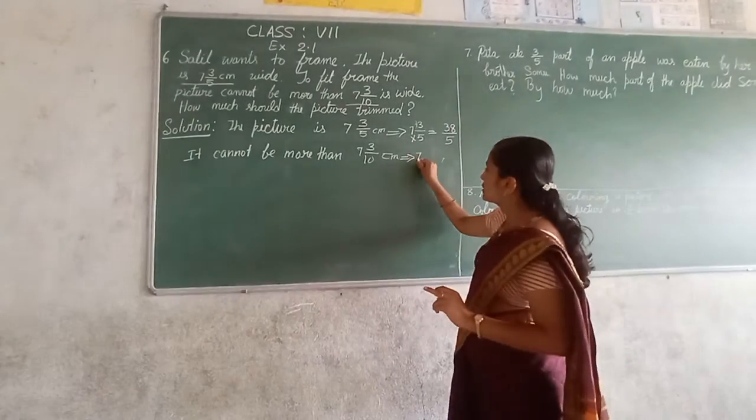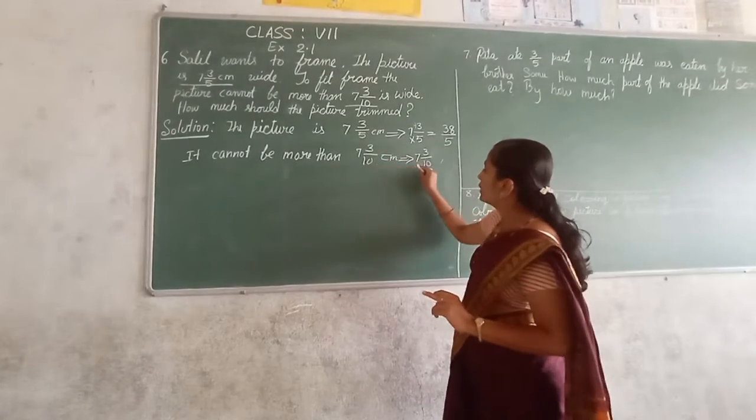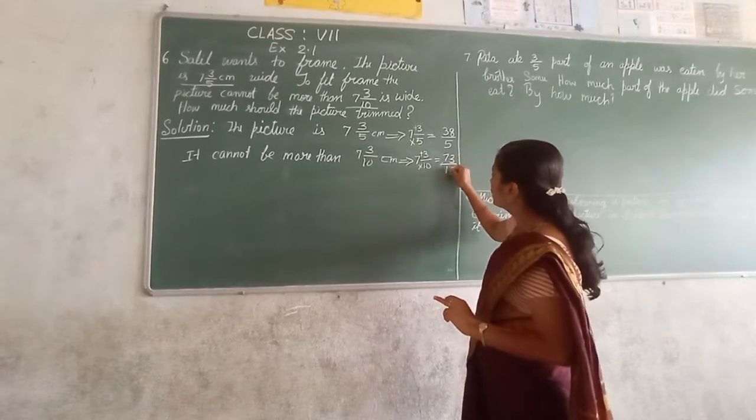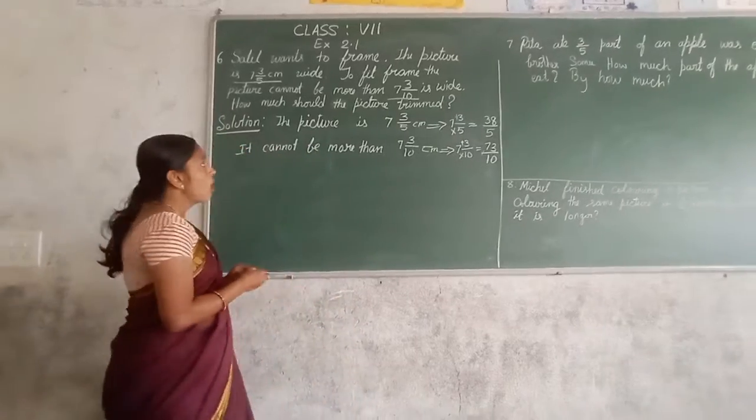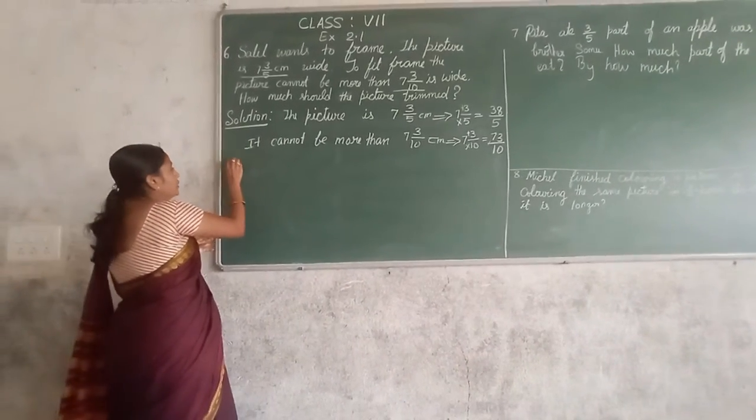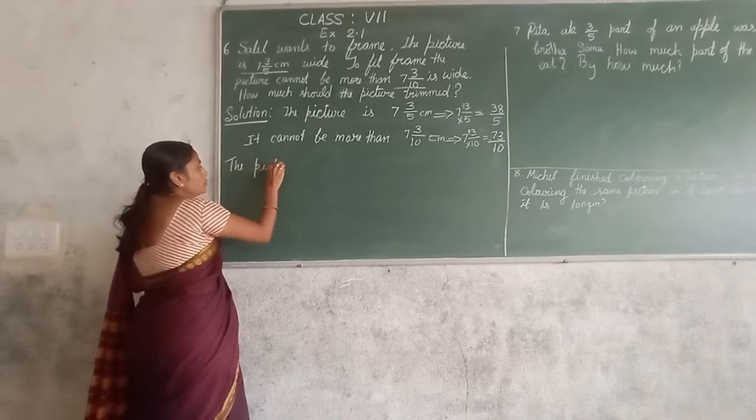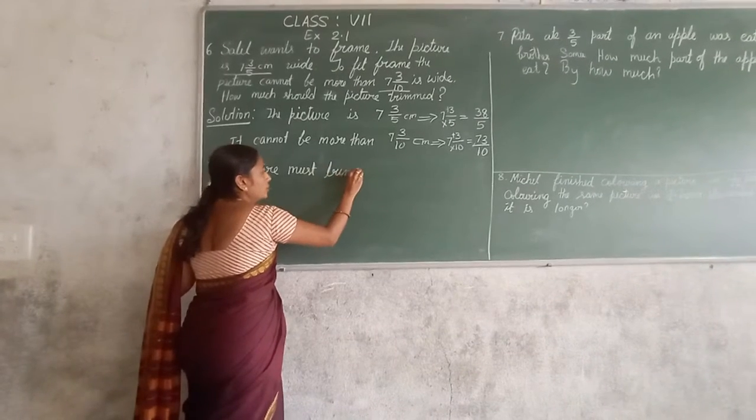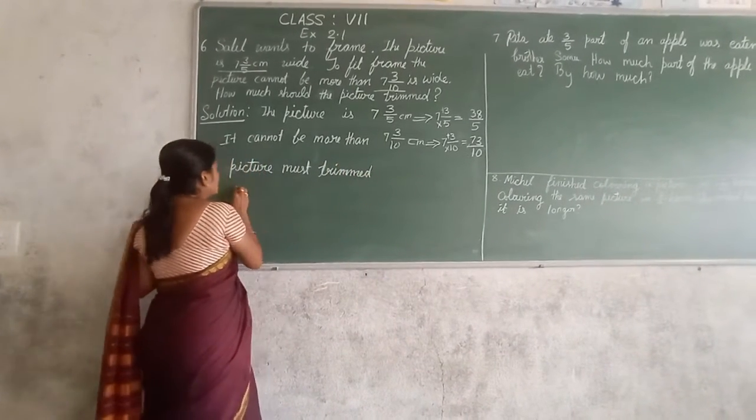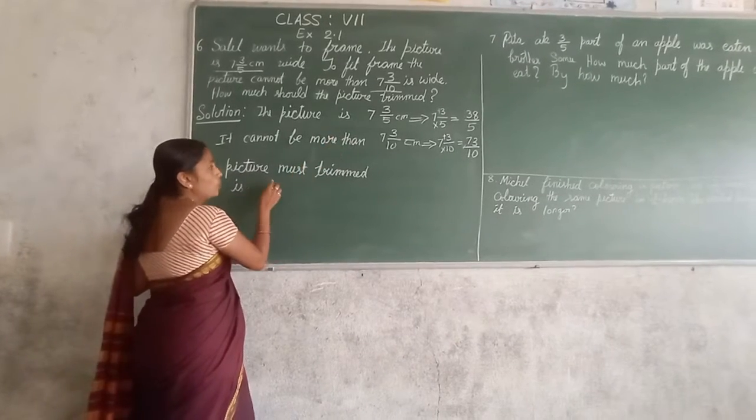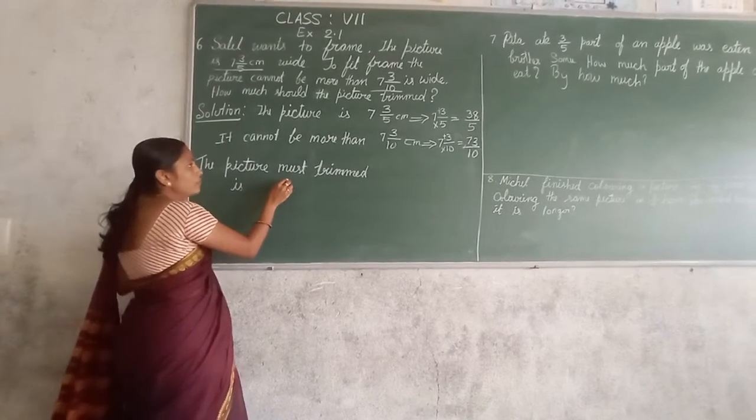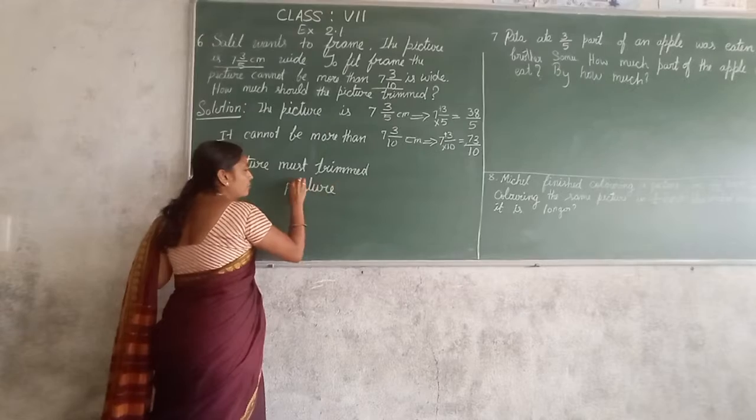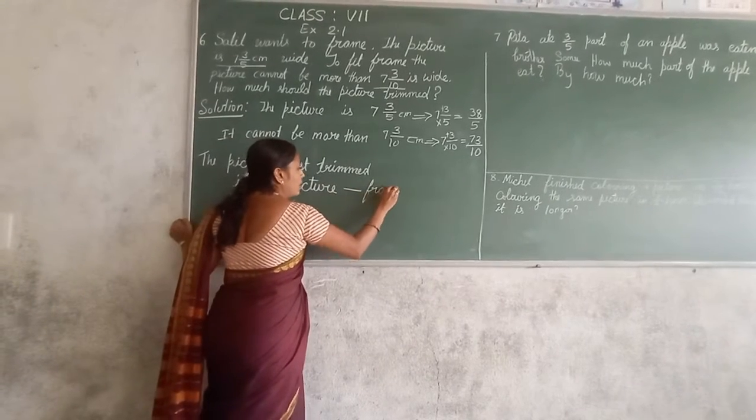In the same way, let us convert this also. Now 10 7s are 70 plus 3, 73/10. Now we got that. Let us find how much the picture must be trimmed. How will you find out this answer? As I told you, you have to subtract from the picture measurement: picture minus frame measurement.